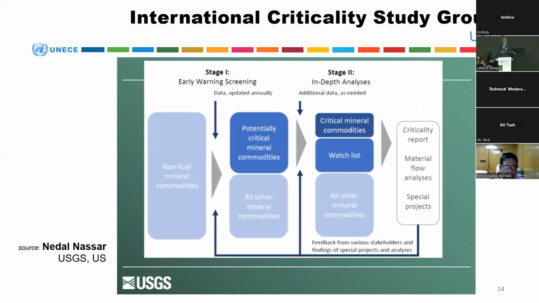At some point in the United States, the United States Geological Survey started developing their own methodologies, and they ended up with a list of critical minerals in 2018. I will say a few more words about that. In this, let's say, conceptual framework that was published in 2017 by the USGS, you might see some of the elements of the first slide. A first stage screening with a list of potentially critical commodity and a watch list, and then some recommendations for the next stage.